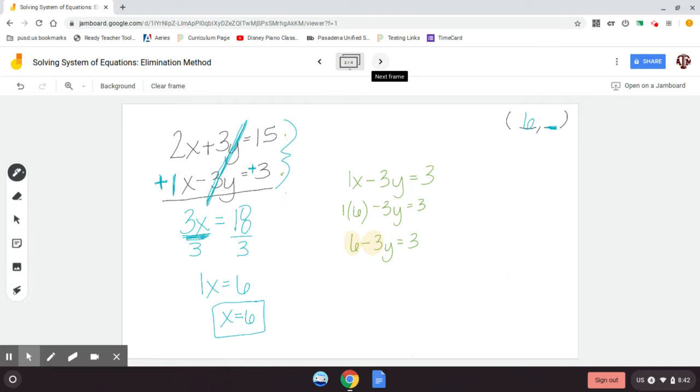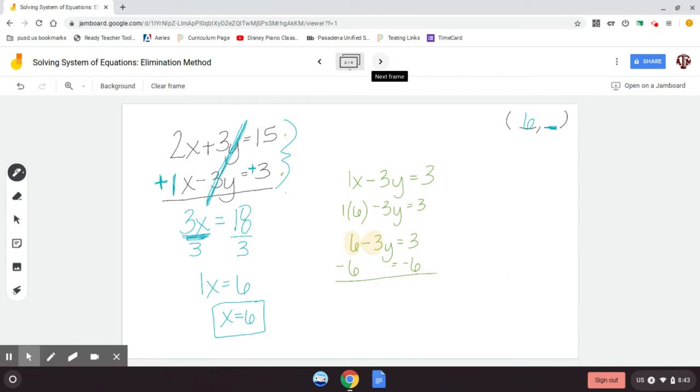Okay, let's get rid of the 6 first. We always get rid of what's standing by itself, the constant, first. It's a positive 6, so to get rid of it, I'm going to subtract 6. But if I do it to one side, I have to do it to the other.